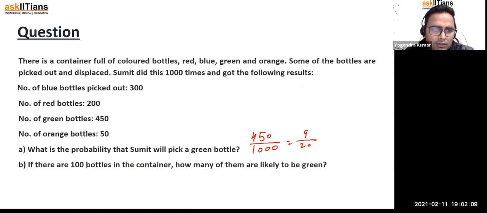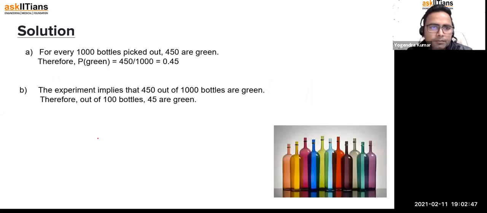Now if there are 100 bottles in the container, how many of them are likely to be green? 45 are likely to be green, and you can get it by comparison, right? If we have 450 times we are picking up the green bottle, then if 100 bottles are there, the ratio will reduce: 30 will be blue, 20 will be red, and 5 will be orange, right? Like that we will do. I hope you got it. Yes, this is the answer we got.